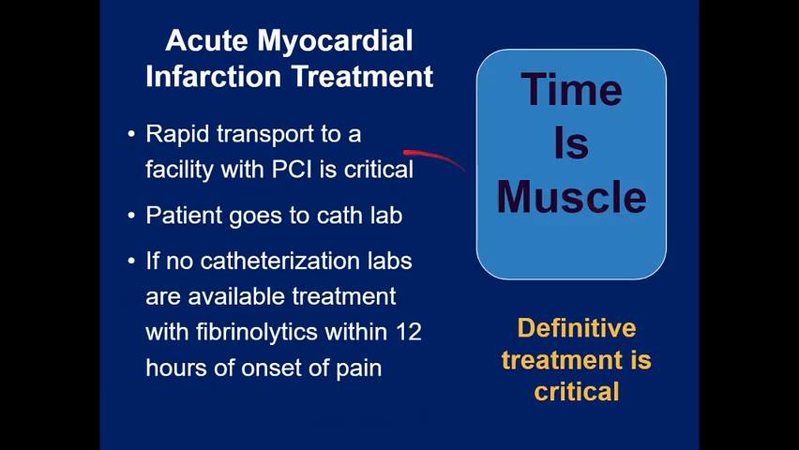So for treatment of an MI, you need to go to a facility with something called PCI. That's percutaneous coronary intervention. So that just means cardiology, heart doctors are able to maybe put stents into the arteries to open up the arteries and to break up clots. So that restores blood flow to the muscle. So time is muscle. These are the definitive management things. Just aspirin isn't going to fix this problem. They need to go to a cath lab.